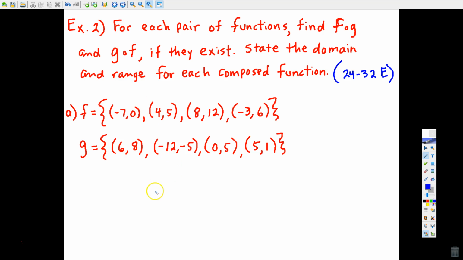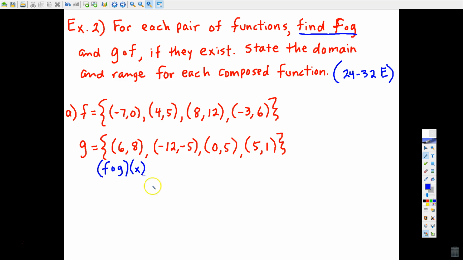Okay, now let's work on another type of problem. You got 5 of these, just the evens, 24 to 32 even. So what this means is we're going to evaluate the composite f of g, and then we're going to do g of f if they exist. We're going to see where in some cases they do not exist. And then once we've gotten those compositions, if they exist, we're going to state the domain and range for the composed function. Let me show you what this refers to. I'm going to first find the composite f of g.